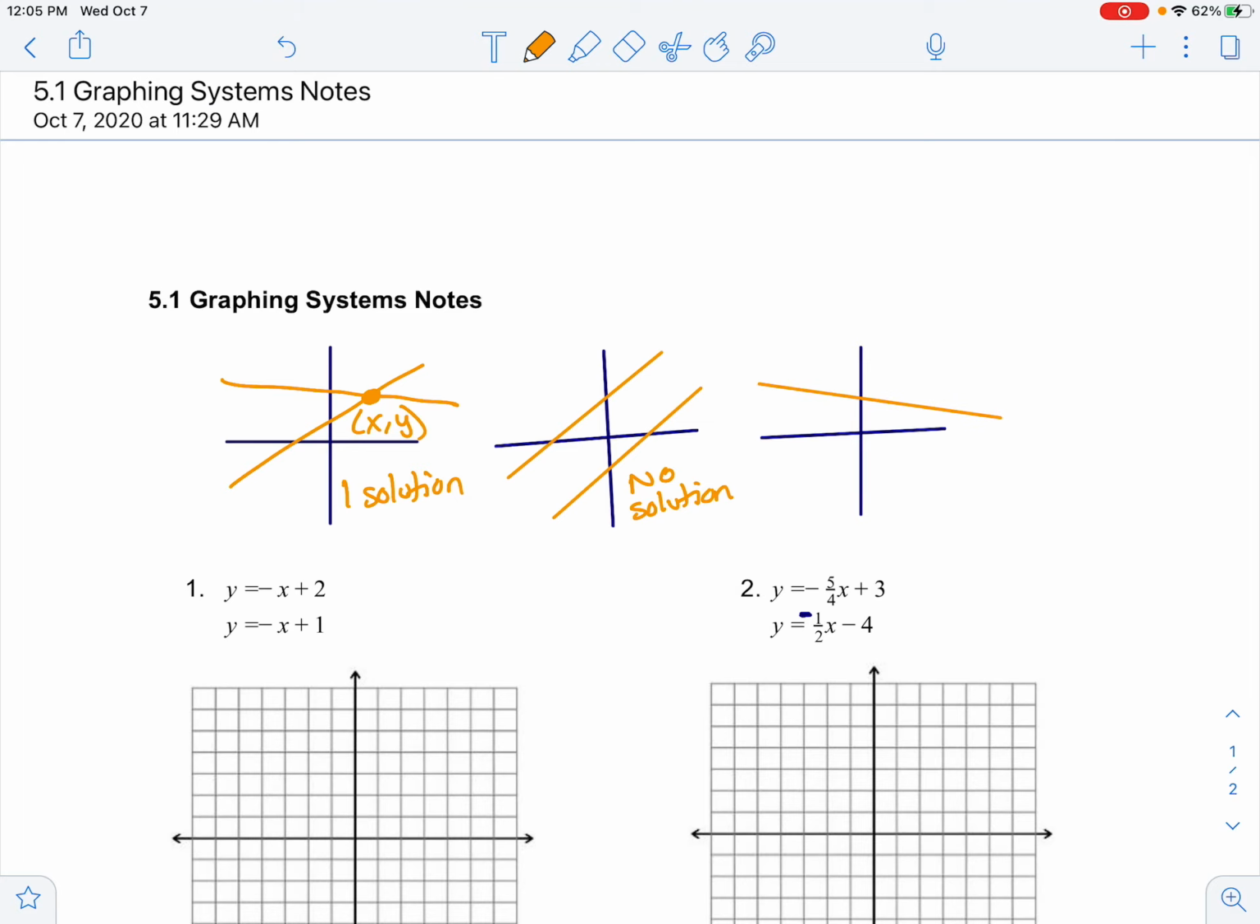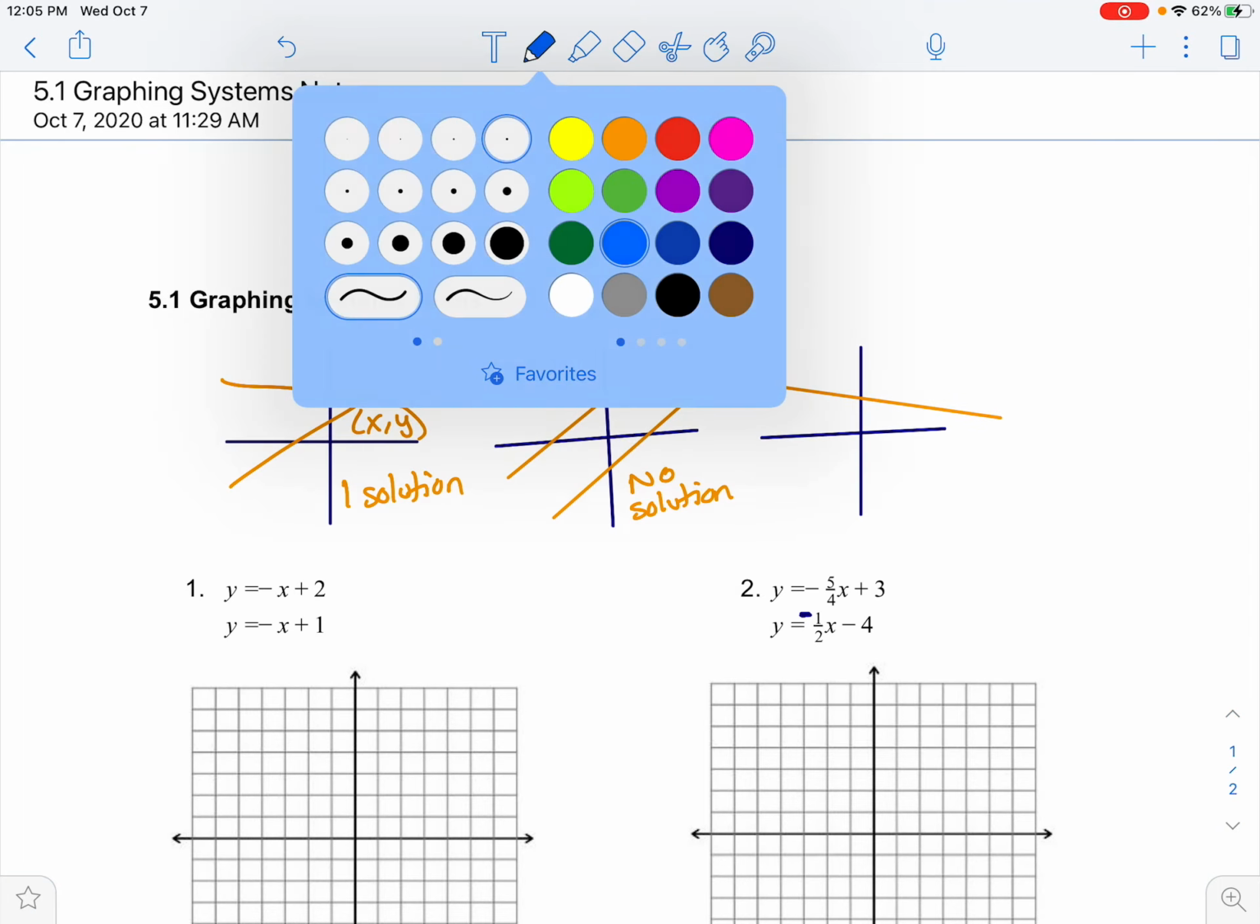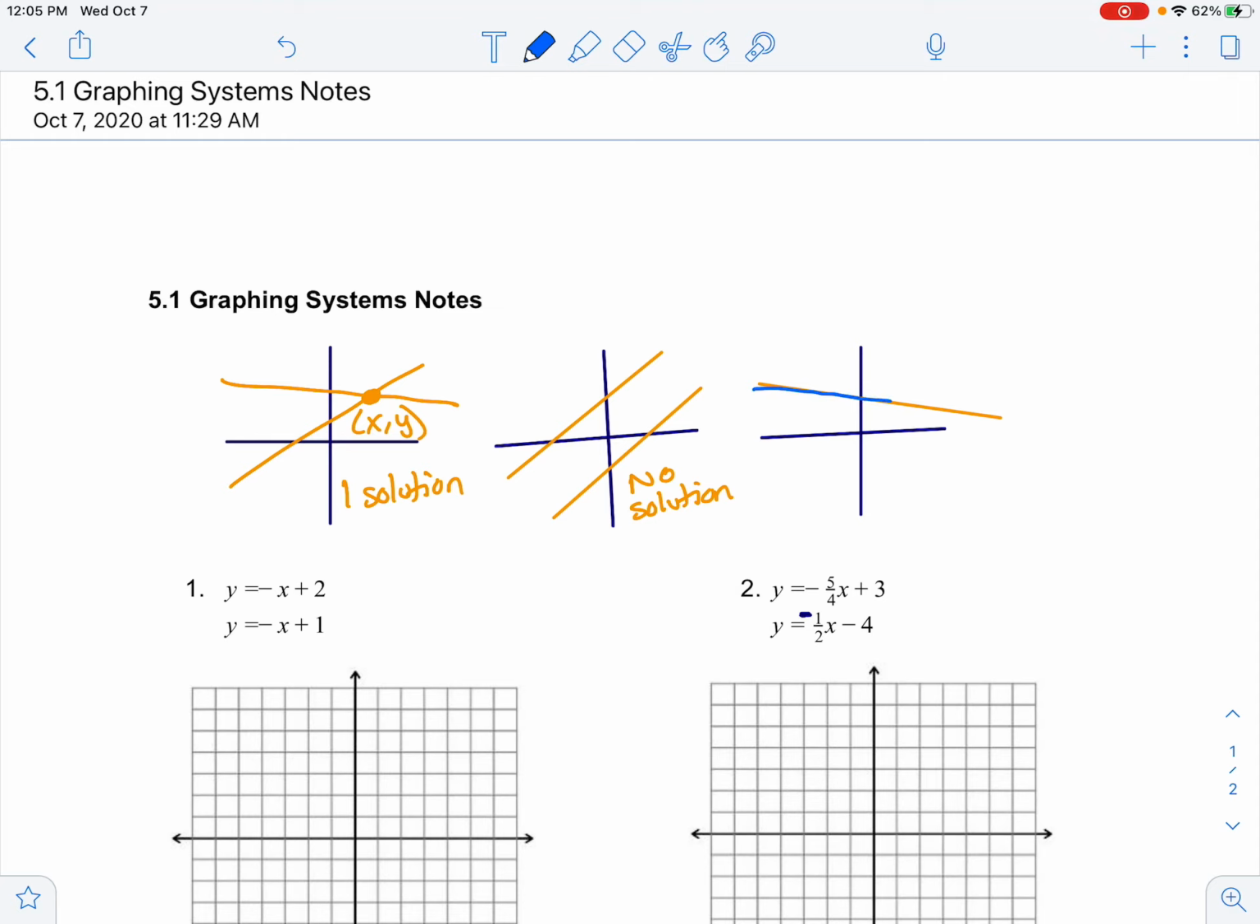Or we might have a line here, and then we might end up with almost the exact same line, okay, which means we would have infinitely many solutions. Or if you want to shorthand it, IMS, infinitely many solutions, because they're the exact same line, which means those two lines are going to go on and on forever. Every single point is a solution for them. All right, so let's see what this looks like.